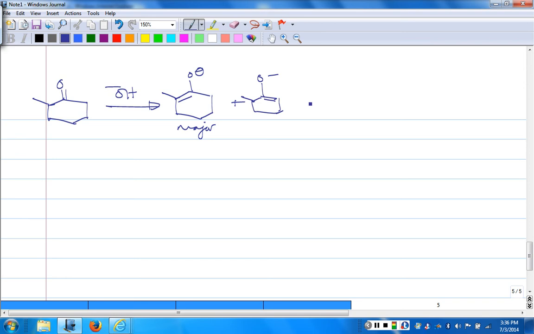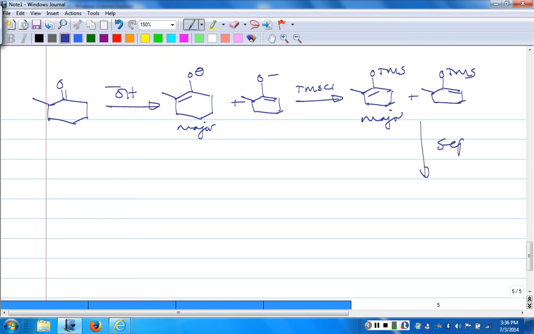I can't resolve these, so I'm going to treat them with TMSCl, and that's going to give me the very same two silyl vinyl ethers. This one plus this one. And again, because this enolate is major, I would expect that this silyl vinyl ether would be major. I'm going to separate them by chromatography again. That would give me the desired material, which is this one.